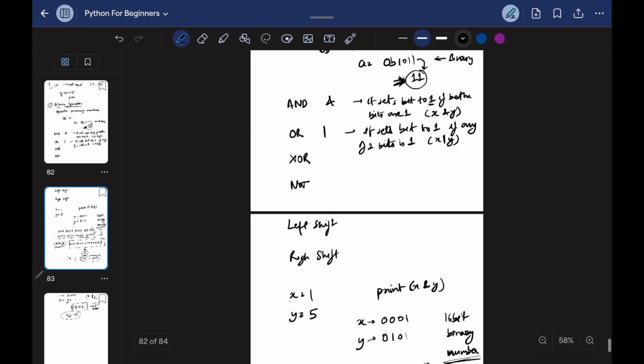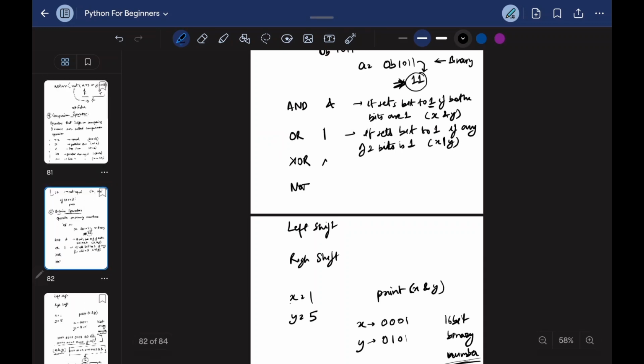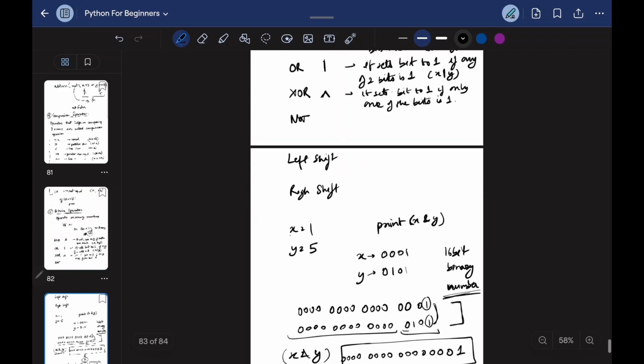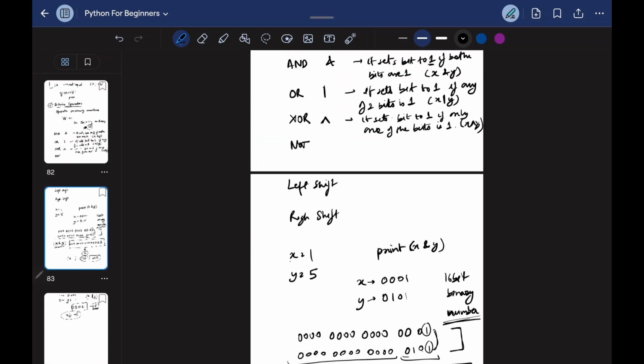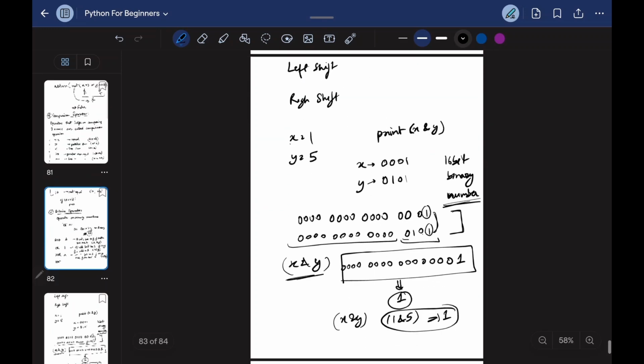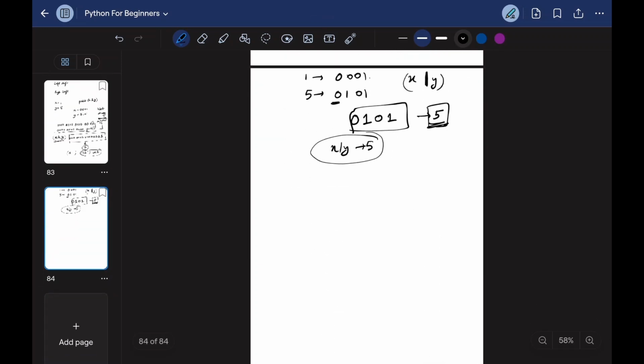Now next, moving to the XOR operator. The XOR operator symbol is this, and it sets the bit to 1 if only one of the bits is 1. Okay, X XOR Y. So the answer for this particular operation: 1 will be 0001 and 5 will be 0101.